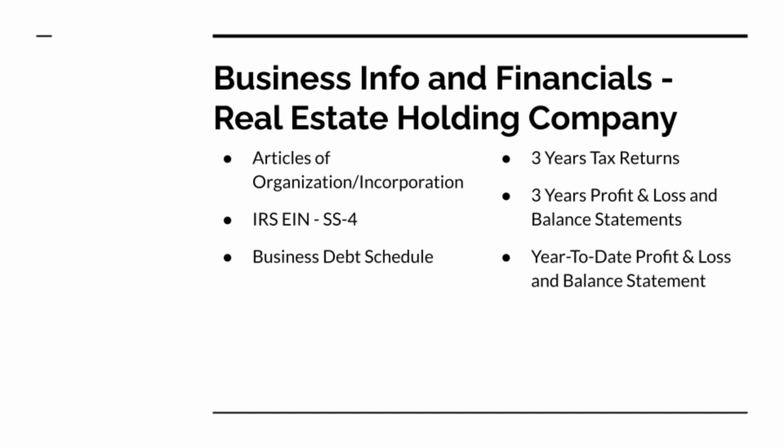Now they will ask for the same kind of business information again if you are buying real estate and you're holding that real estate in a separate LLC or a holding company. They want the same kind of articles of organization. They want the EIN number of just the holding company, the business debt schedule, which is probably nothing because the entity doesn't hold anything yet, along with tax returns, profit and loss statements, and year-to-date statements, which are also probably going to be nothing.